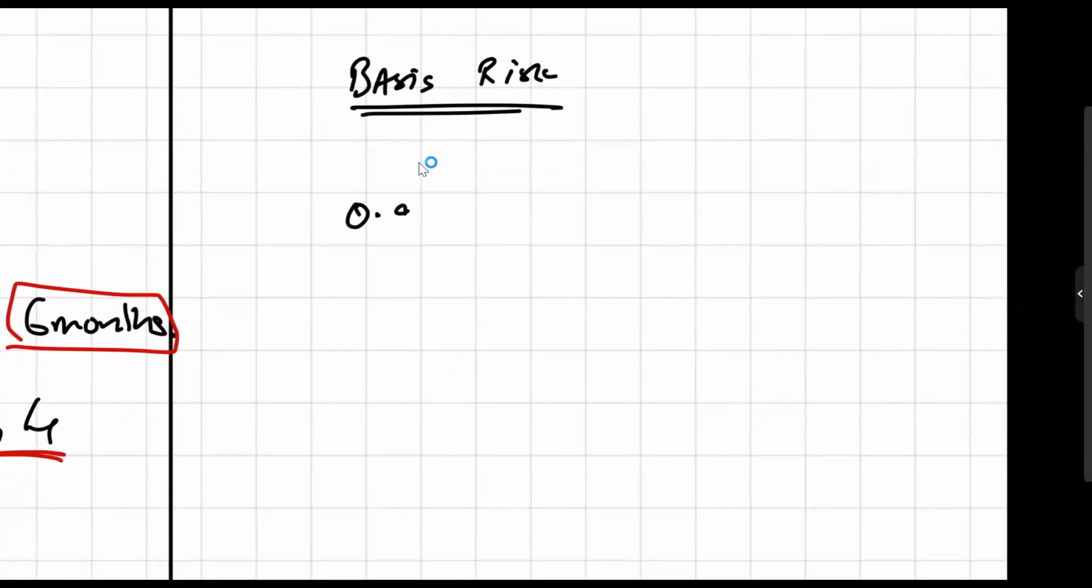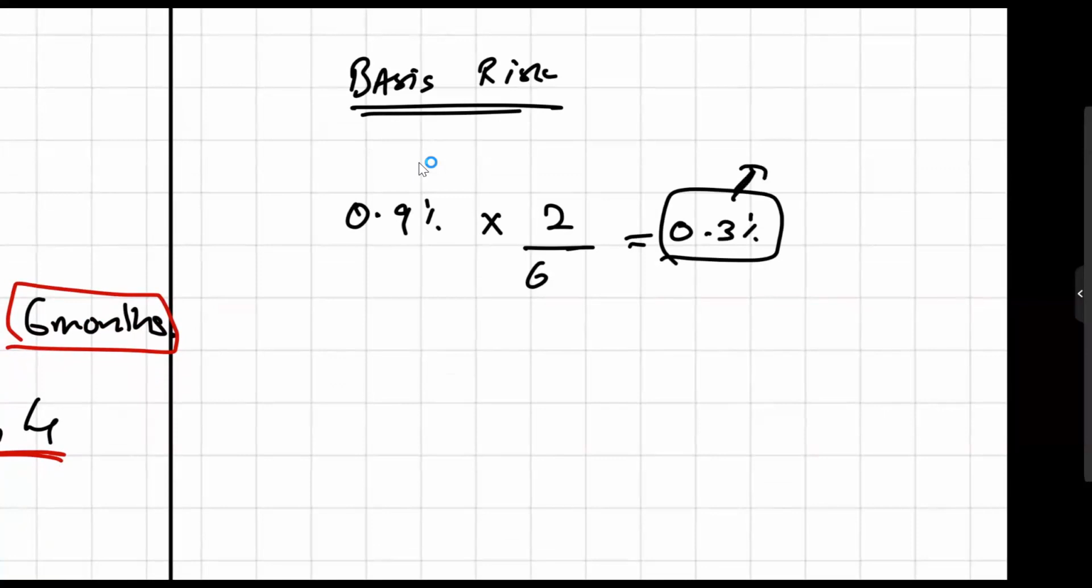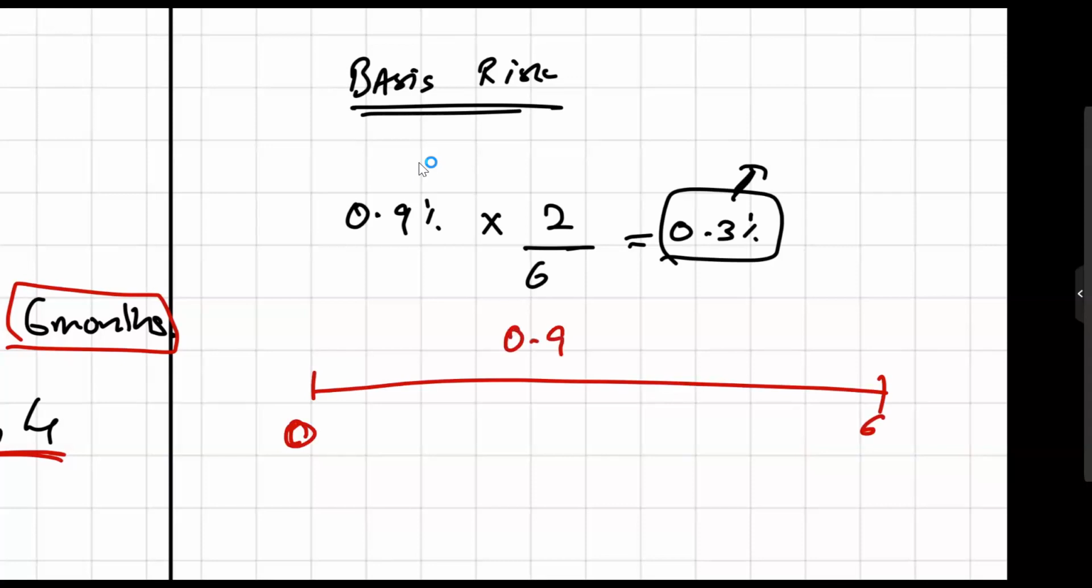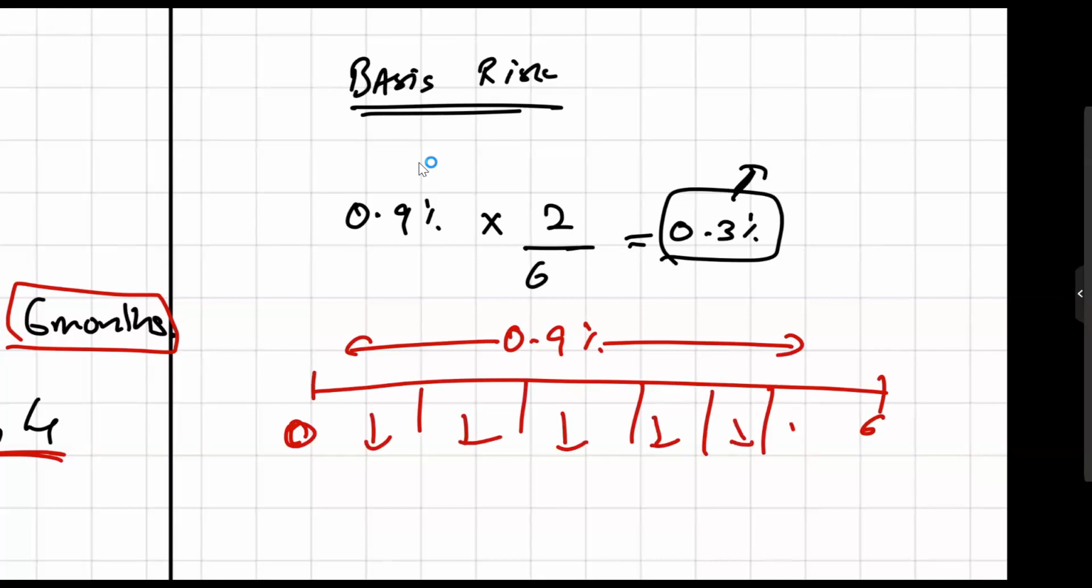Right now, I gave an example that 0.9 multiplied by 2 divided by 6, we got the remaining basis to be 0.3%. So this is what we just calculated. Now, my question to you is, is it always going to happen? The answer is no. We assume that if there was a 0.9% basis over this time period, it would slowly, gradually reduce in equal proportions.